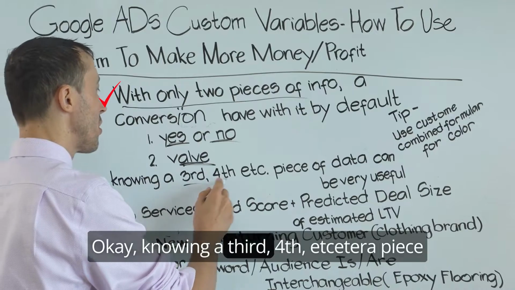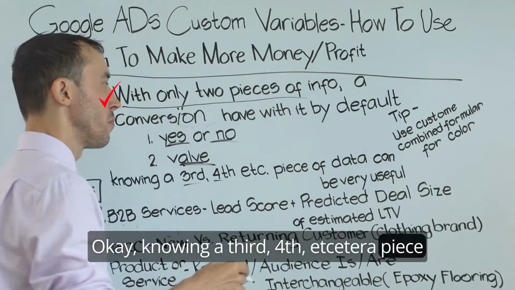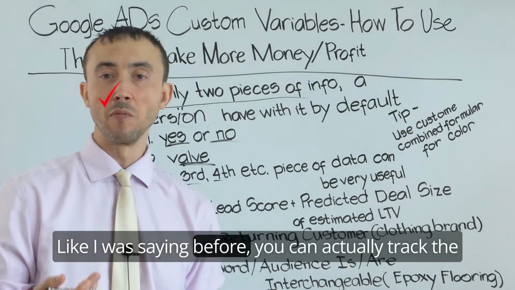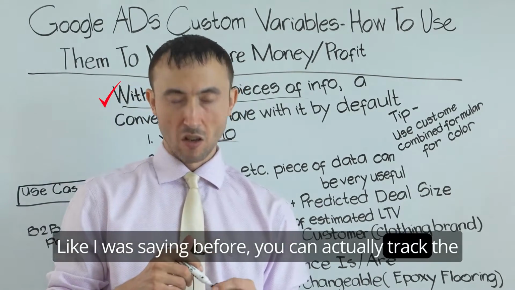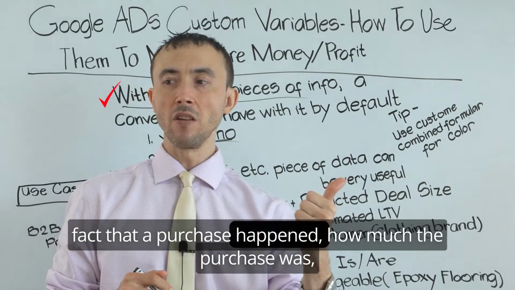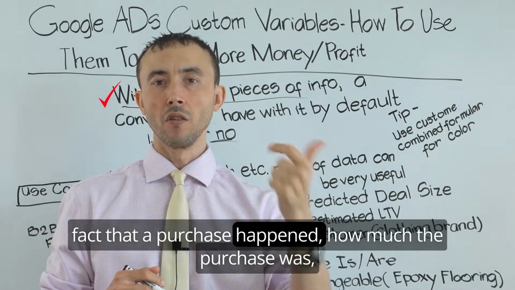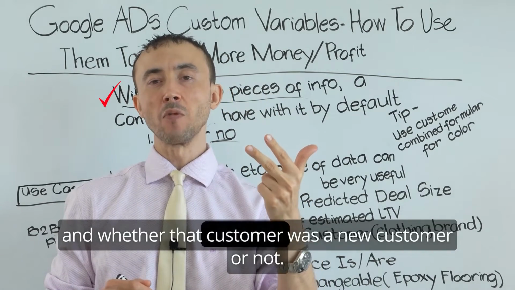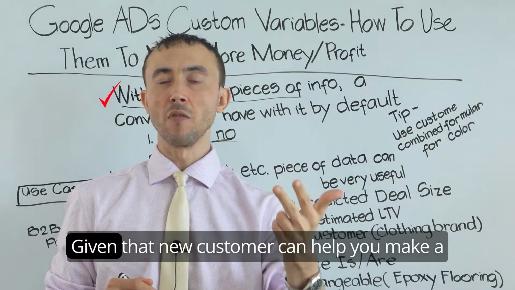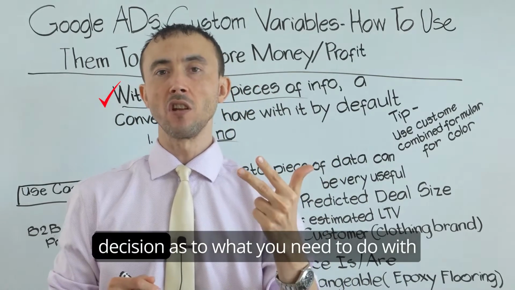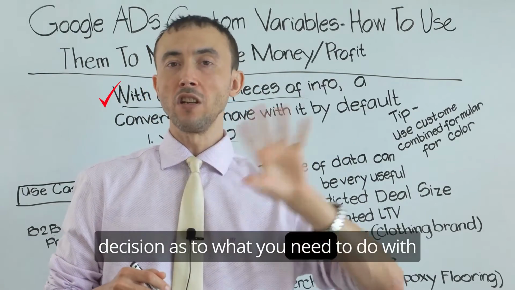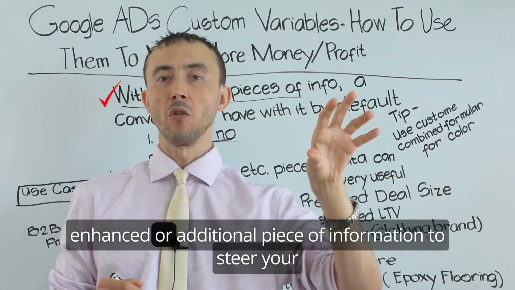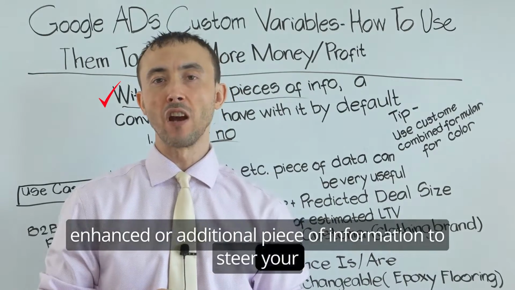Knowing a third, fourth, etc. piece of information can actually be very useful. Like I was saying before, you can actually track the fact that a purchase happened, how much the purchase was, and whether that customer was a new customer or not. Knowing that can help you make a decision as to what you need to do with your ads in the future, based upon having that enhanced or additional piece of information to steer your ads with.